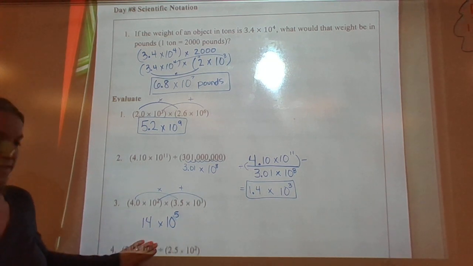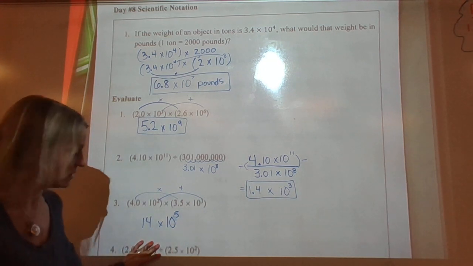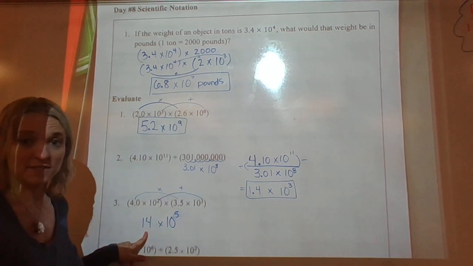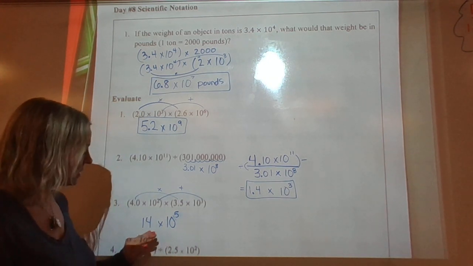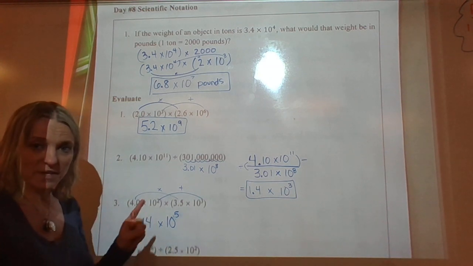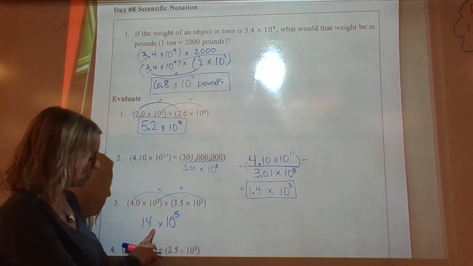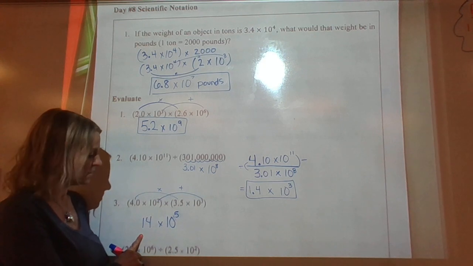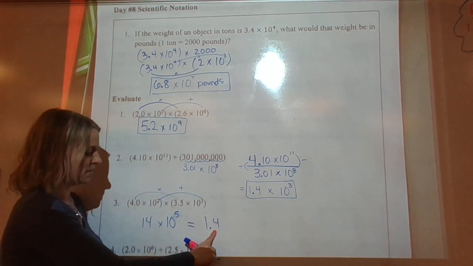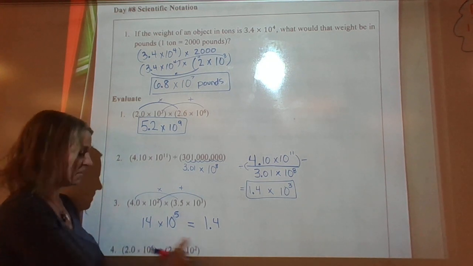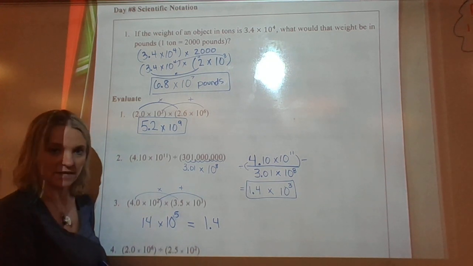Okay, now, a little scenario on this one. Notice, when I look at this, this actually is not in scientific notation. Let's look at the 14. That is not between 1 and 10. So I have to fix it a little bit. To fix it, all it takes is moving my decimal one little spot over. 14 is not between 1 and 10, but if I make it 1.4, then it is between 1 and 10. Notice all I did was move my decimal one spot over to fix that.